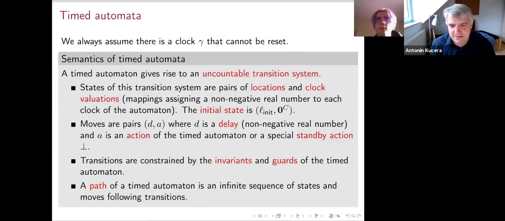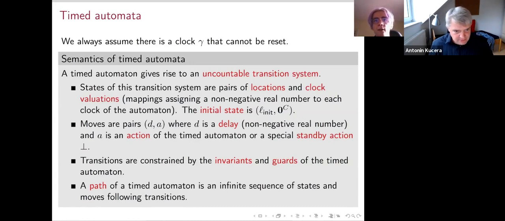Timed automata give rise to uncountable transition systems in which the states are pairs of locations and clock valuations, so mappings that assign a non-negative real number to each clock. The initial state of this transition system will be formed by the initial location of the automaton and a clock valuation that assigns 0 to each clock. Moves of this transition system will be pairs (d, a), where d is a delay and a is an action, and it means wait for d time units, then use action a.